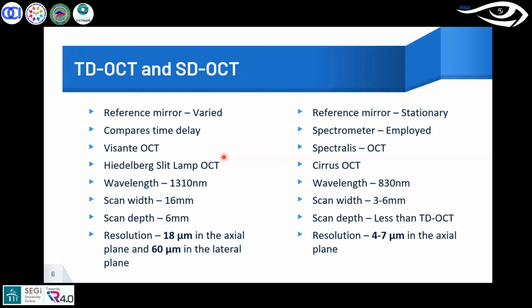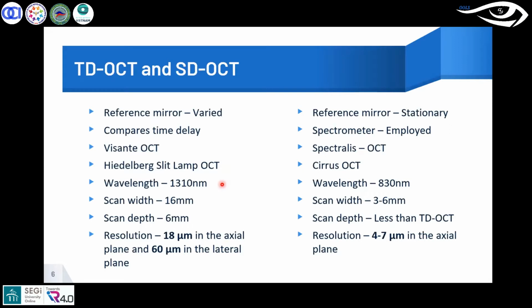So I'll just compare between the two different types of OCT which are available. The first one being time domain OCT, as I already mentioned. It is the first form, and it is using a reference mirror which can be moved or varied, and it also compares the time delay and the intensity of the infrared light. Some examples for the time domain OCT involve Visante OCT and the Heidelberg slit lamp OCT.